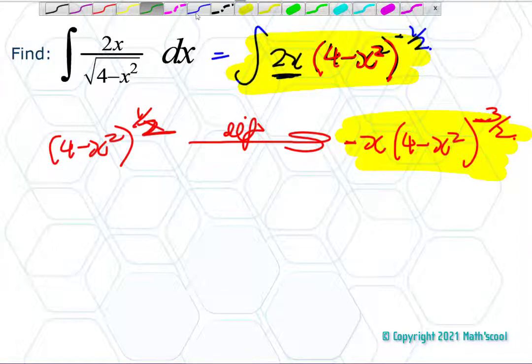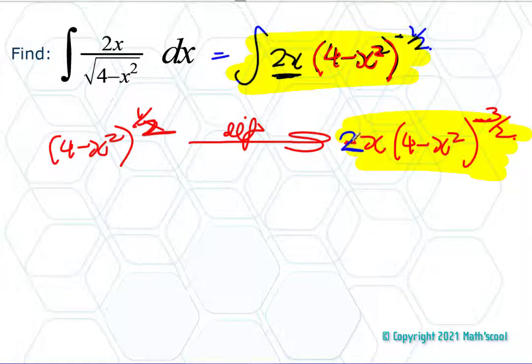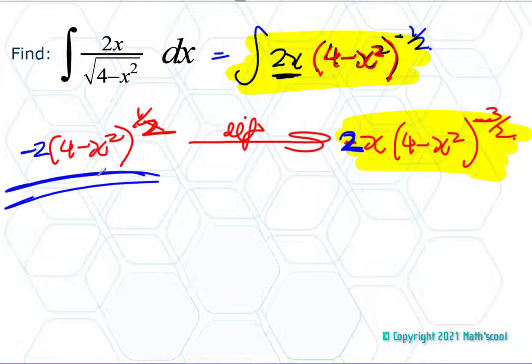Okay, so I'm going to multiply both sides by minus 2. So if I multiply this by minus 2, that's going to become a 2, and that's going to become a minus 2. And there's my answer. It just needs a plus c on it.